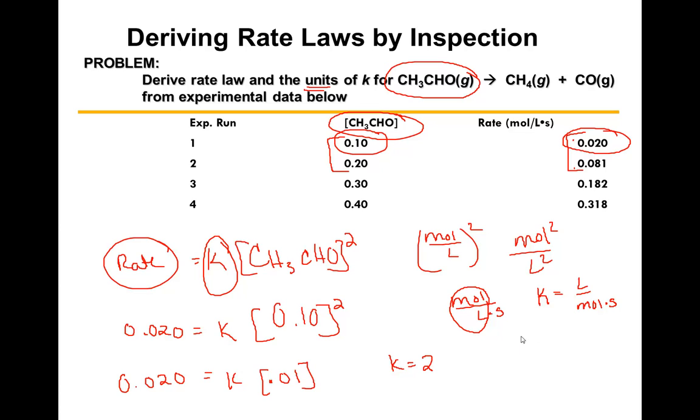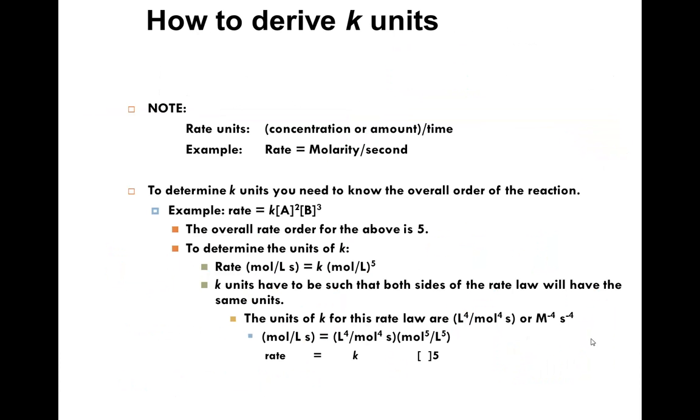So if we have liters per mole times seconds, and we have moles squared over liters squared over here, one of the liters cancel out, one of the moles cancel out, and we're still left over with moles per liter. Let's take another look at that. The rate units is always a concentration or amount per time. For instance, molarity per second.